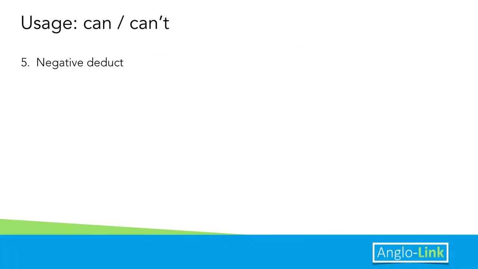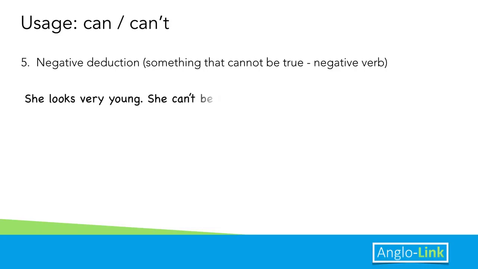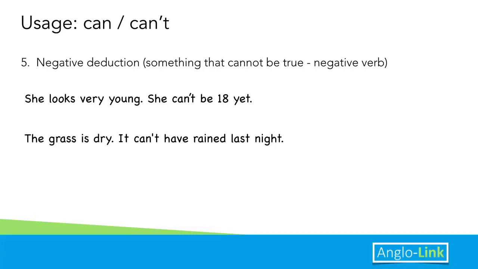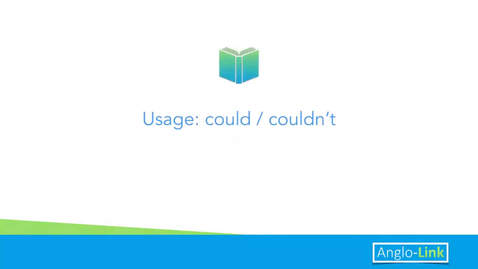And the fifth usage is a negative deduction with can't. This is something that cannot be true. For example, she looks very young. She can't be 18 yet. Or, the grass is dry. It can't have rained last night. Okay, that's all for can. Let's move on to could and couldn't.